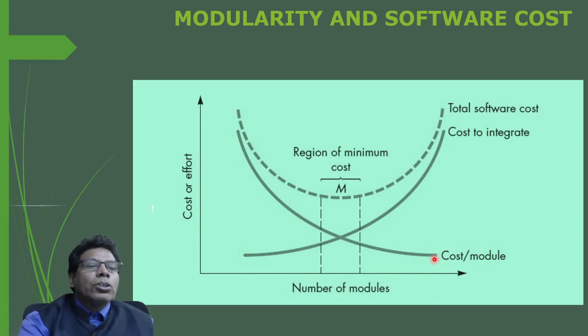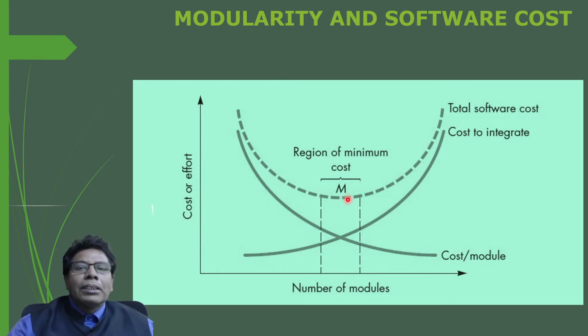And the cost to integrate, that is shown with this line. So it will increase as the number of modules increase. And the dotted one is the total software cost. So the region of minimum cost is here, where the number of modules is nothing but M. So we have to predict M so that we have the minimum cost.